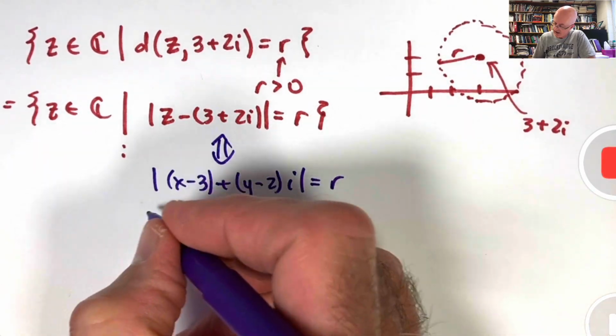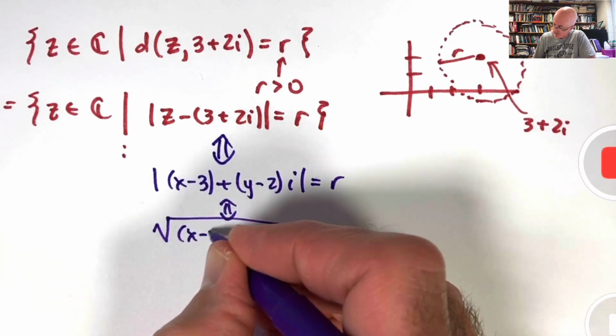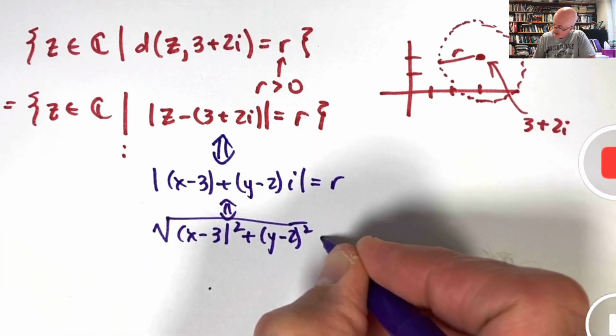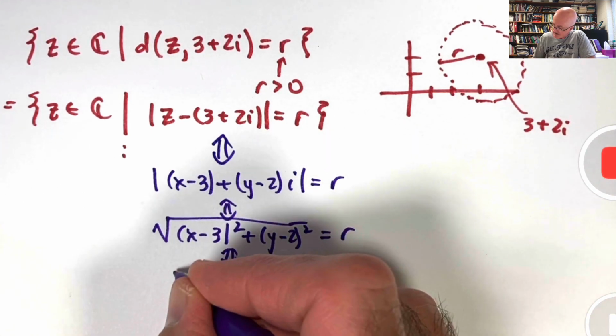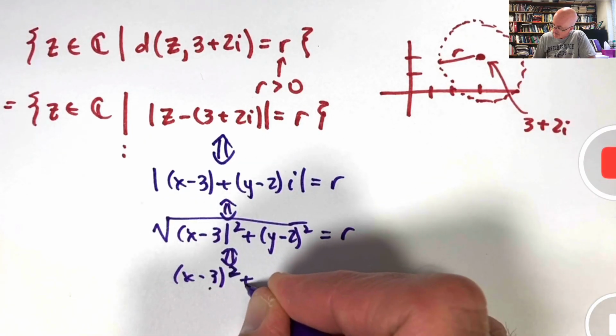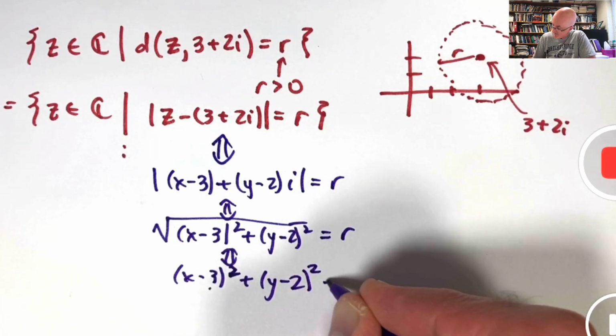Using the formula for the modulus, that's equivalent to the square root of (x minus 3) squared plus (y minus 2) squared equaling r. Square both sides, and you get an equation of a circle of radius r in a plane where you would label the axes x and y.